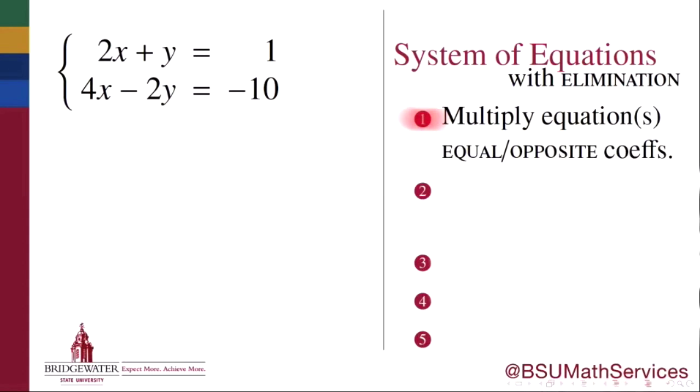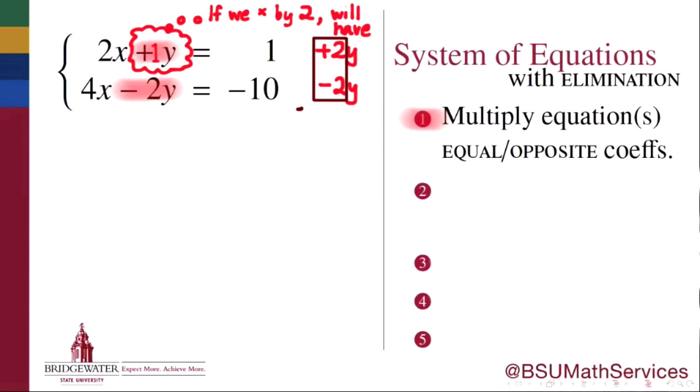Let's focus in on the y in the first equation. If we were to multiply the first equation by 2, then the coefficient of y in the first equation would be positive 2. The coefficient of y in the second equation is negative 2. And because those are equal and opposite to one another, we would, if we were to add these two equations together, eliminate the y from the resulting sum.